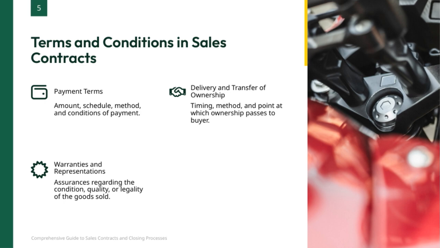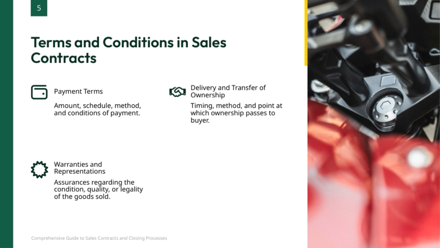Then, we consider warranties and representations. These are assurances made by the seller regarding the condition, quality, or legality of the goods being sold. Clear warranties help build trust and provide remedies if the goods don't meet the agreed standards. All of these elements, payment terms, transfer of ownership, and warranties, are vital components within sales contracts. They help ensure clarity, protect both parties, and facilitate a smooth closing process.